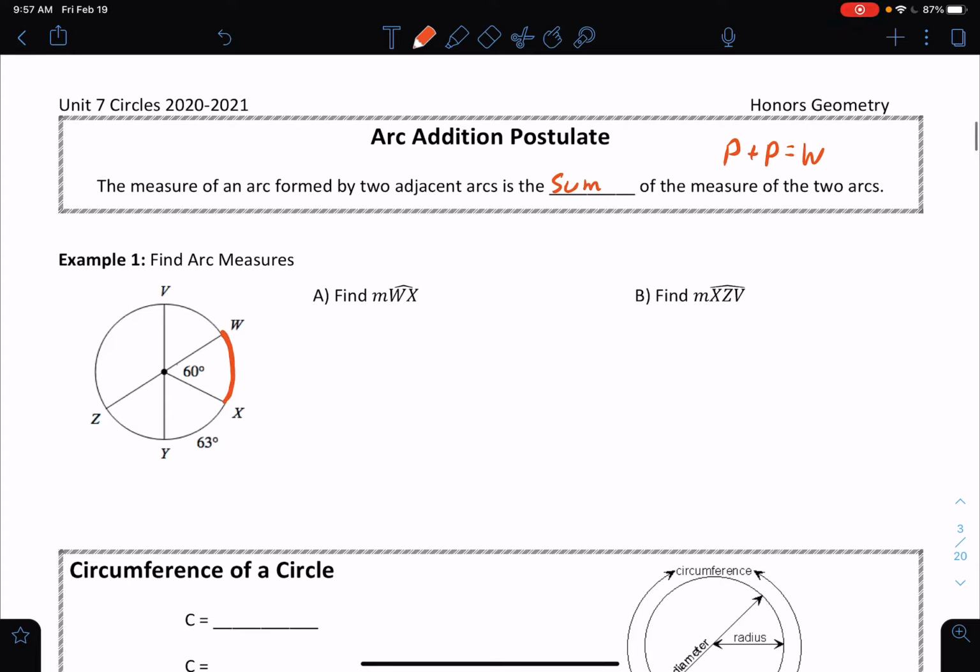So the measure of arc WX, well, that's just this minor arc here. We know the central angle is 60 degrees. And remember, the measure of the minor arc equals the measure of the central angle. So the measure of arc WX is going to be 60 degrees.